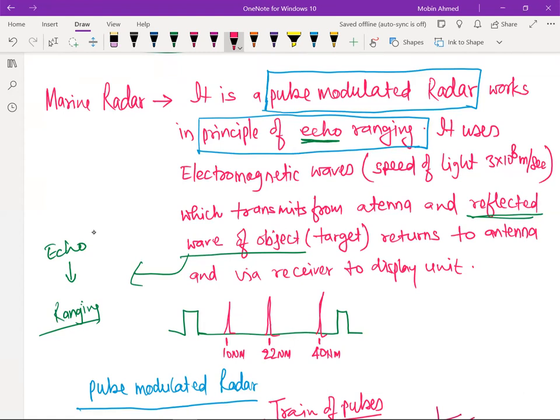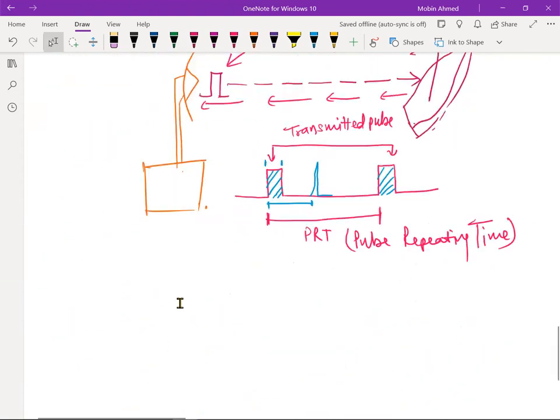Hope you got the idea of how the radar works. So these are all pulse modulated radars, marine radars, which work on the principle of echo ranging. It means the echo which appears on the display gives the range of the target. Any doubt up to here, anyone?